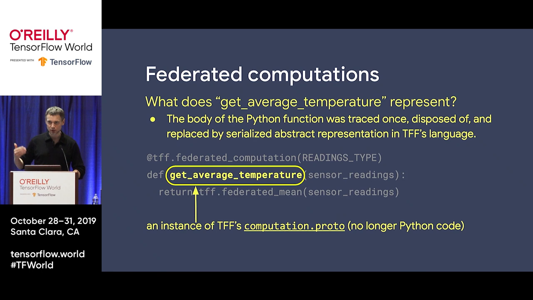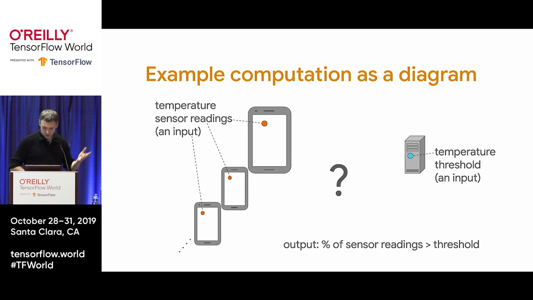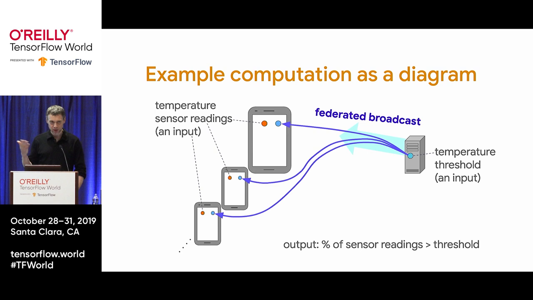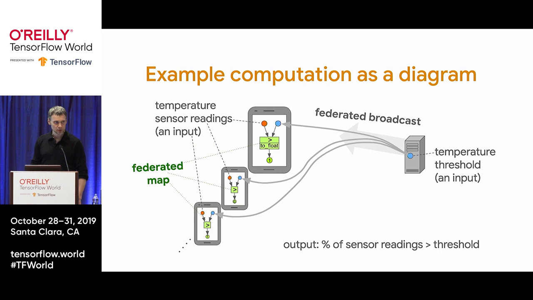Okay, so now let's look at something slightly larger. Let's say we have a set of clients, each of them has a temperature sensor. And the analyst on the server wants to know what fraction of the clients have temperature readings over some threshold, right? So I have two inputs here, the red and blue. Data is sensitive, we can't collect it. And so what we do instead, we use a federated broadcast operator to move the threshold from the server to the clients. Now every client has both the threshold and its own reading, and they can compare them, run a little block of TensorFlow to produce one if it's over the threshold and zero otherwise.